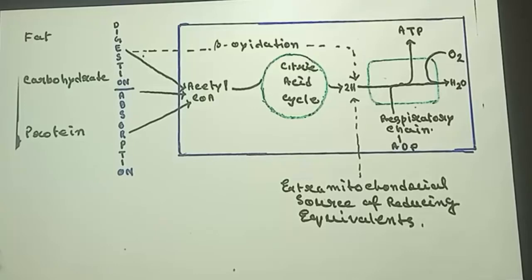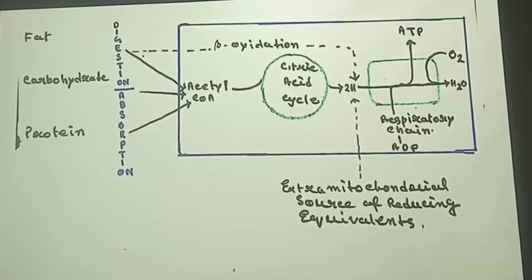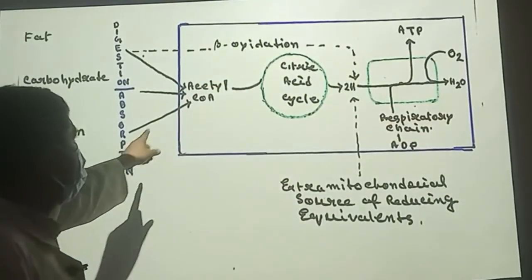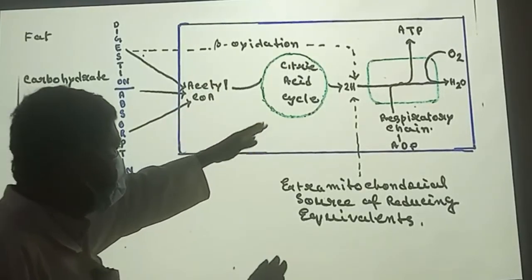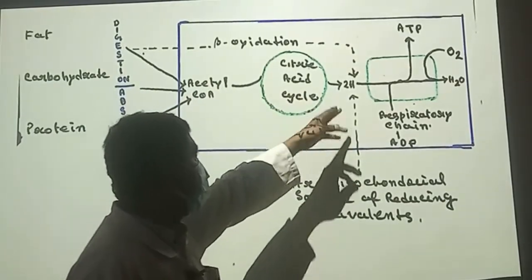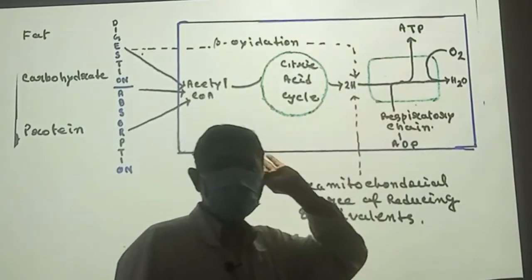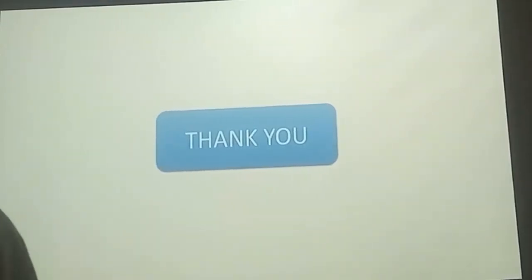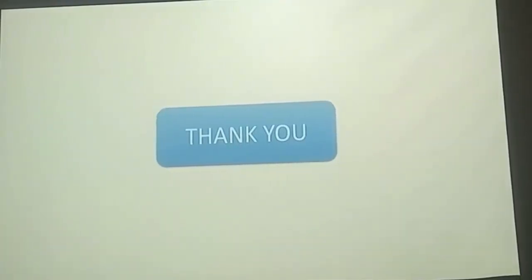This is the concept that you know. Carbohydrate, protein, and fat, I have already told you, go through intermediary metabolism, and this will give rise to a lot of reducing equivalents, which are utilized in the respiratory chain. So please go through your books and try to understand this concept. Thank you very much.